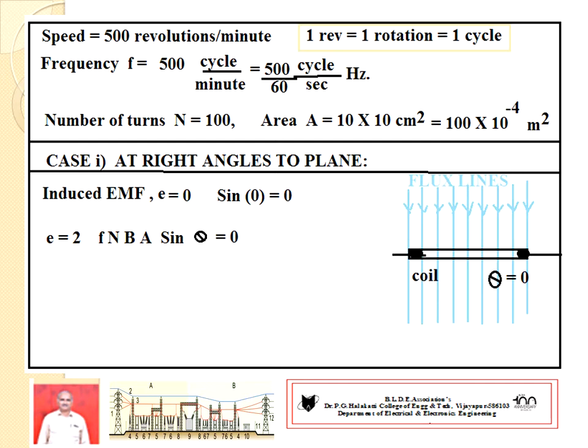So, F equal to 500 cycles per minute. Next I want to convert minute into seconds. So, that becomes 500 cycles per 60 seconds. This cycles per second is nothing but hertz. Hence, from the speed converted, F becomes 500 by 60 cycles per second, or it is also known as hertz. Number of turns is given directly, 100.